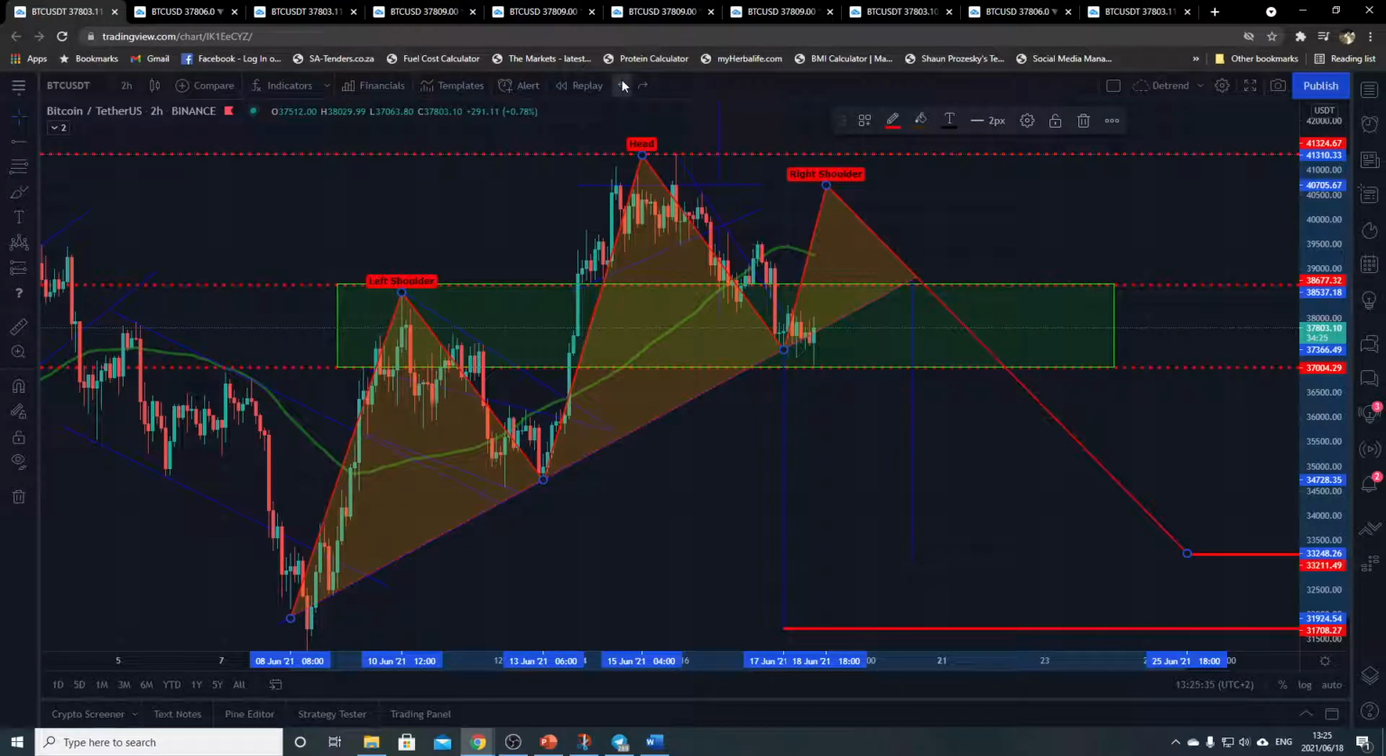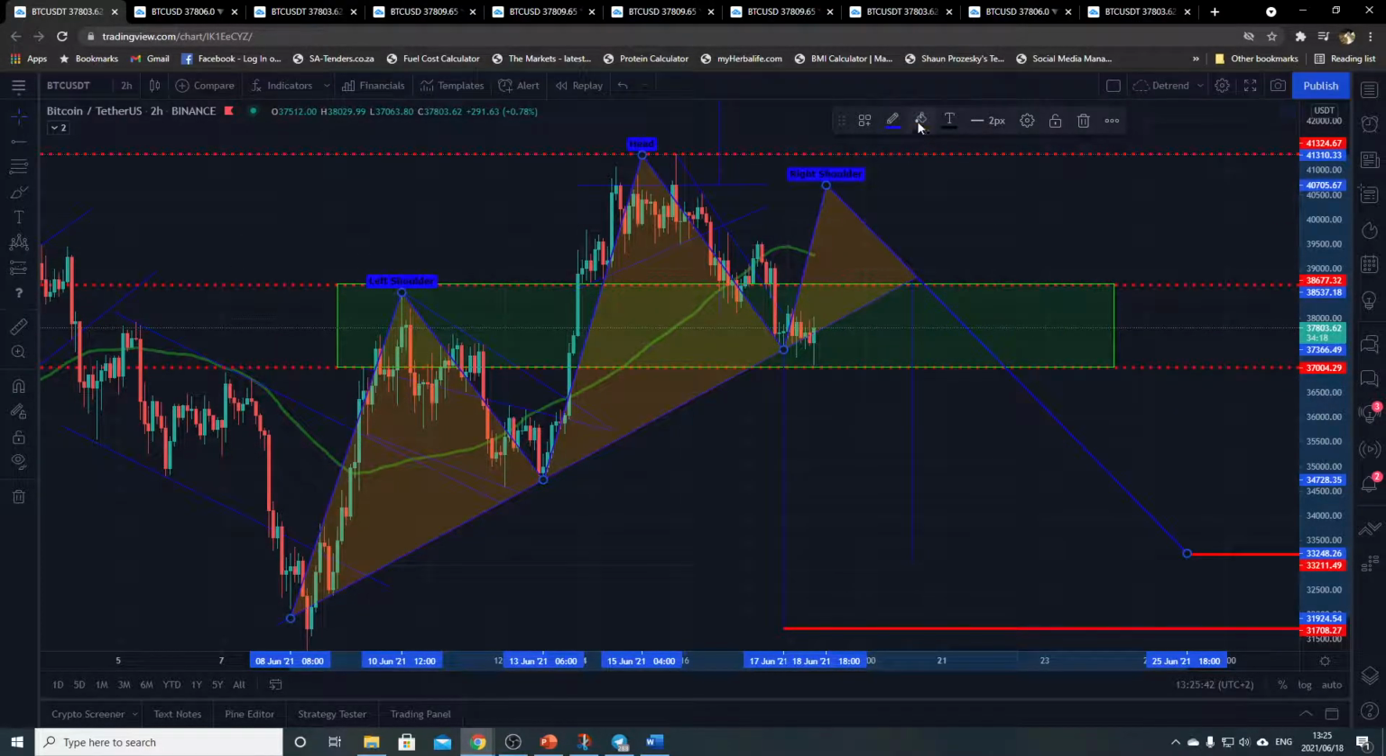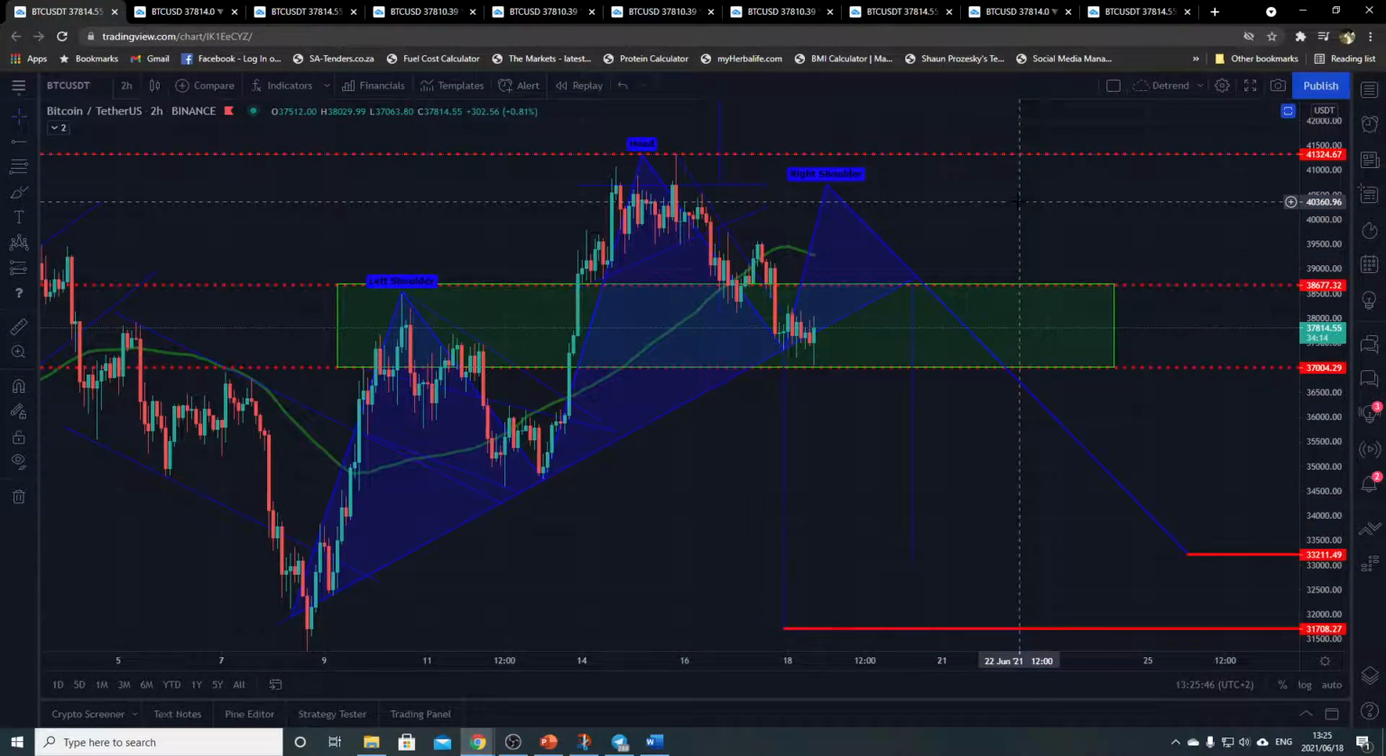And I'm just going to go back. Ooh. Okay, it's not going to work there. Okay, so I'm going to go blue. It was blue, and it was blue there, and there we go. Bob's your uncle. Okay, so now this is your head and shoulders, guys.